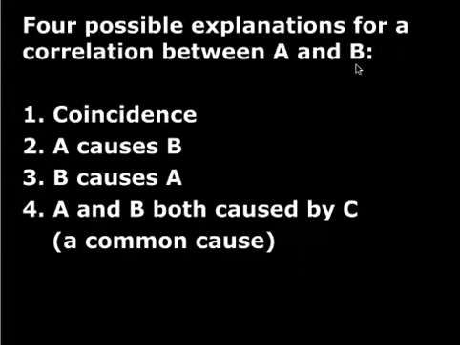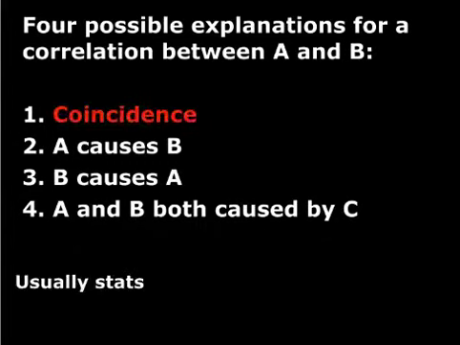But suppose what we're trying to establish is that A causes B, the second one here. How do we do that? How can we establish that this is the one that's explaining the correlation and not one of the other three? How do you do that? Well, you rule the other three out. So let's walk through. How do you rule out coincidence? Usually statistics. Depending on the science, but in a lot of psychology and bio, a lot of times this happens through statistics.